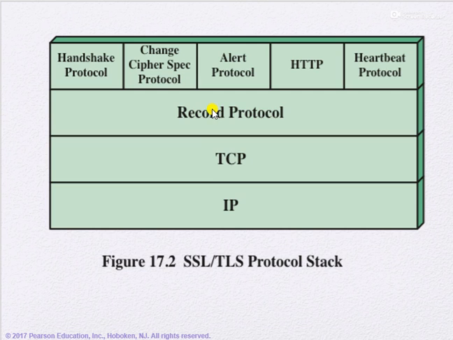So this is the record protocol that is above the TCP protocol on the transport layer, and then we have three higher layer protocols which are defined as part of TLS: the handshake protocol, the change cipher spec protocol, and the alert protocol. We are going to discuss these protocols in detail in the coming slides. And then there is a fourth protocol, the heartbeat protocol. It is defined in a separate RFC and will also be discussed in this chapter.